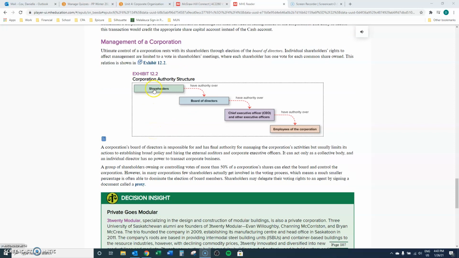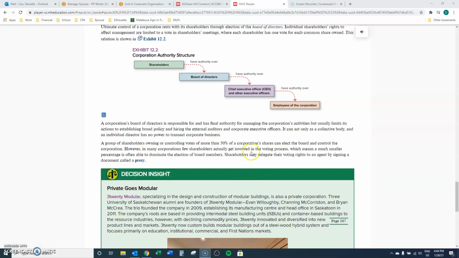This exhibit here, authority structure. So the shareholders are the owners. They elect the board of directors. The board of directors then has authority over the chief executive officer, the CEO, or other executive officers. And these executive officers then have authority over running the employees of the organization. So you can see how the authority structure trickles down here. And right here, shareholders may delegate their voting rights to an agent by signing a document called a proxy.